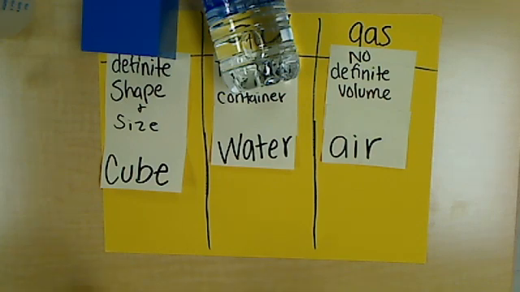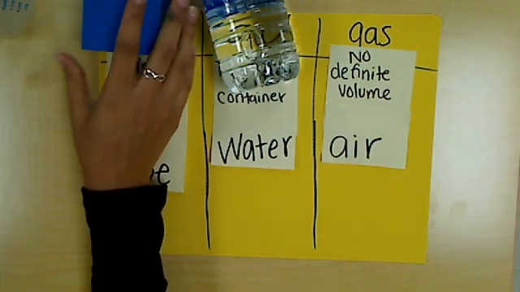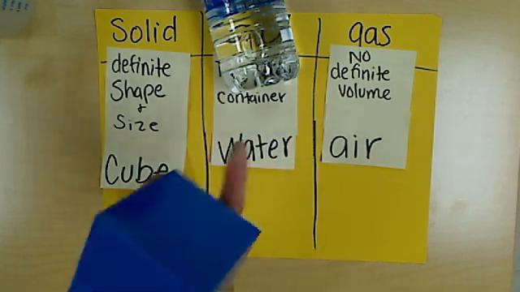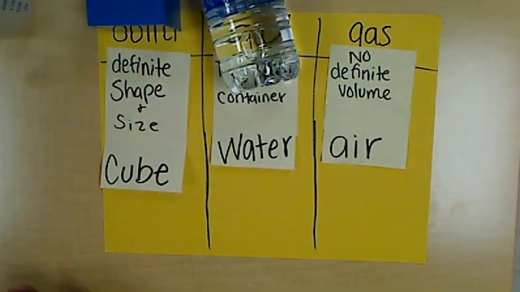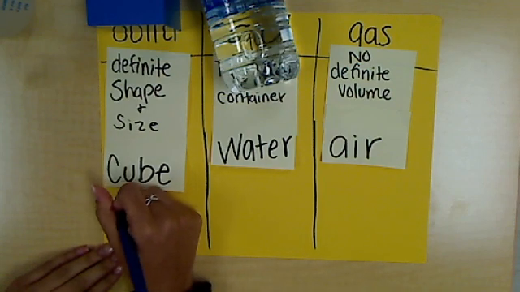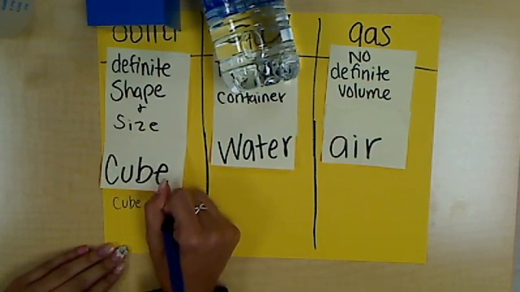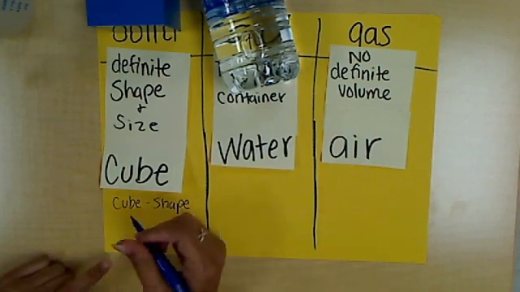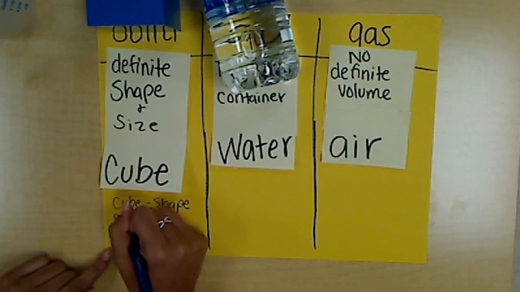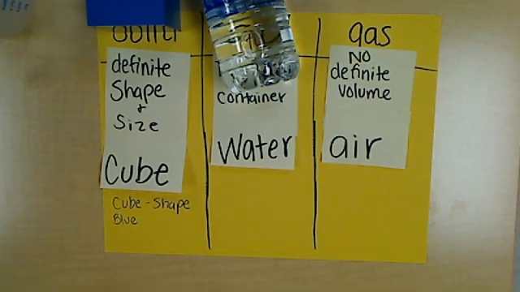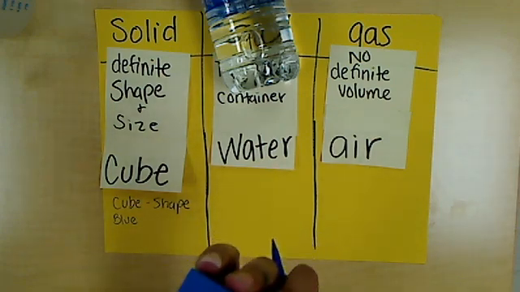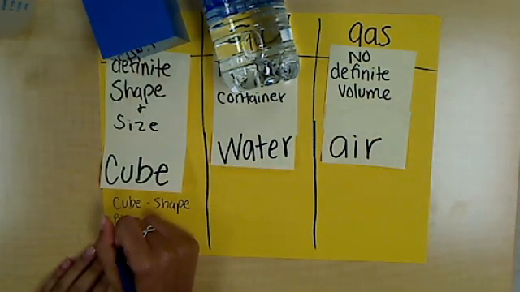All right, so for example, this cube is a solid, right? What makes this cube a solid? Well, this cube has a shape, the shape of a cube. It also has a color, so it's blue. What else? It feels hard. So I can write hard.